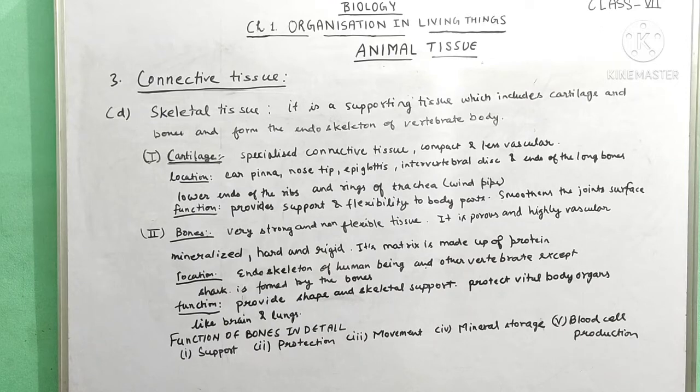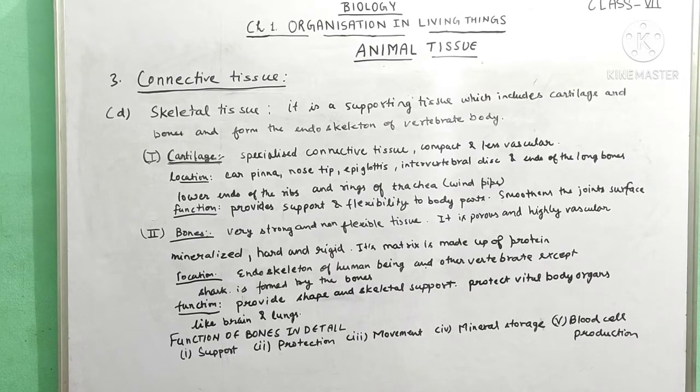Okay, talking about the bones, very strong and flexible tissue. It is porous and highly vascular. It means that the bones are porous and have pores and are highly vascular. It means the blood vessels are present in large quantities. It is mineralized, hard and rigid. Its matrix is made up of protein.